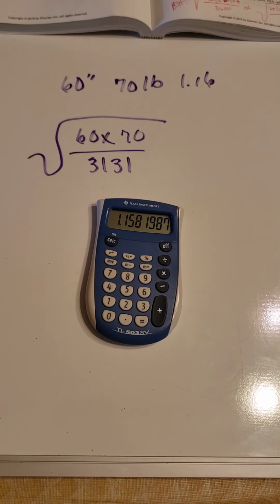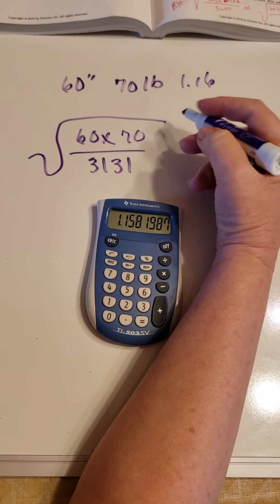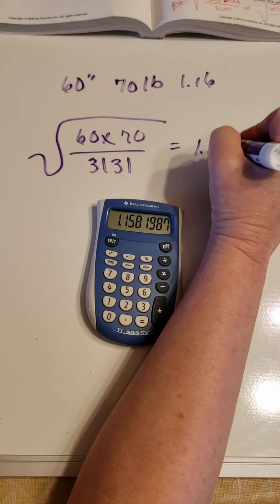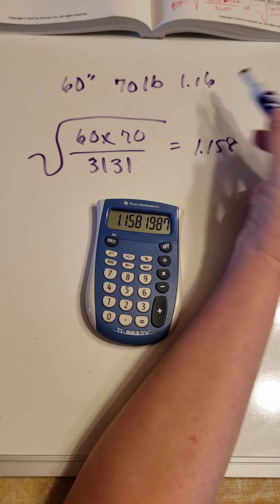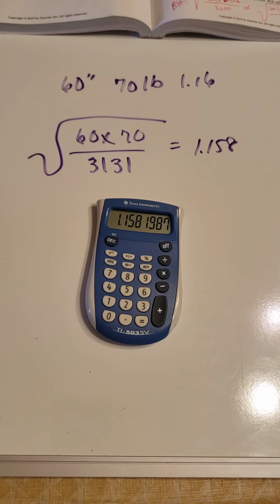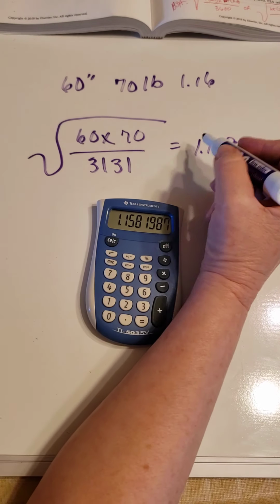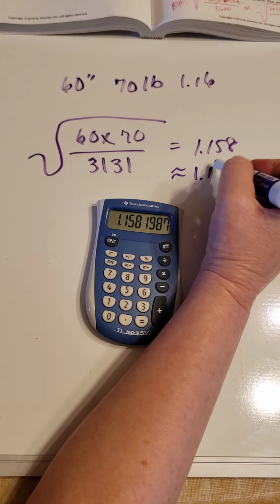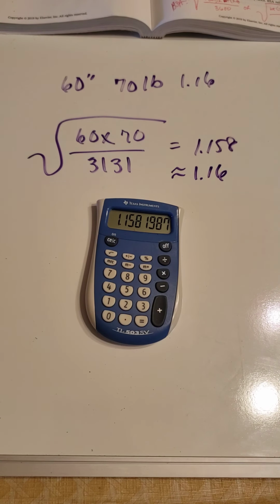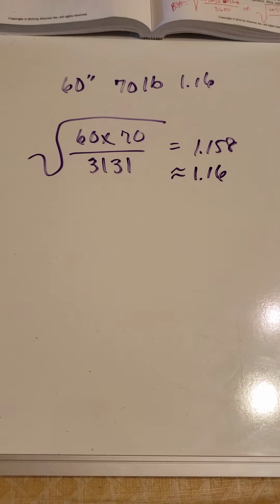And look how close we got. Our actual calculation came out to 1.158, and what did we get in the nomogram? 1.16. So that's actually just rounding this to 1.16. So that worked pretty well. Now you can also do it in the metric system, in which you're using centimeters and kilograms divided by 3,600.